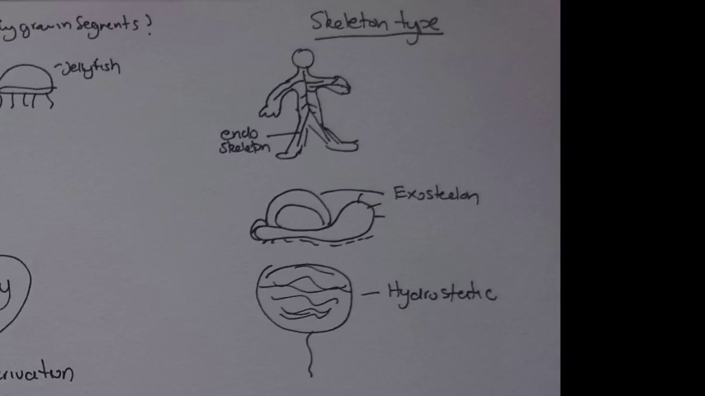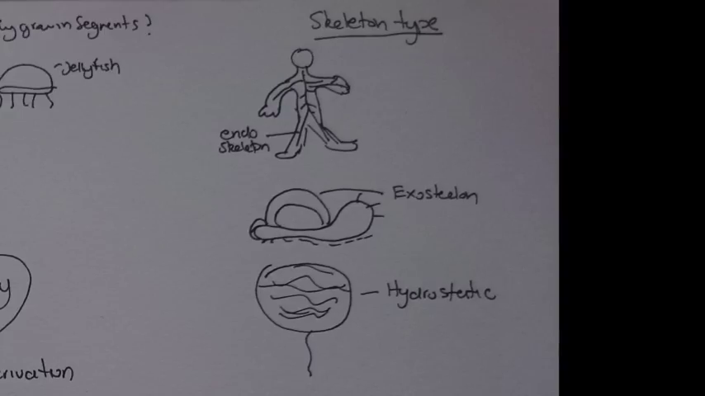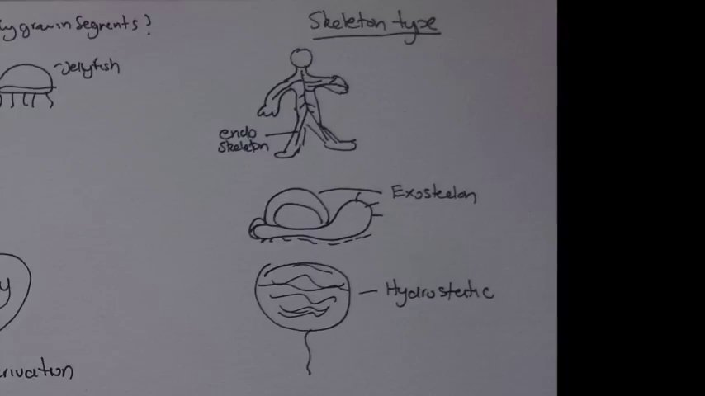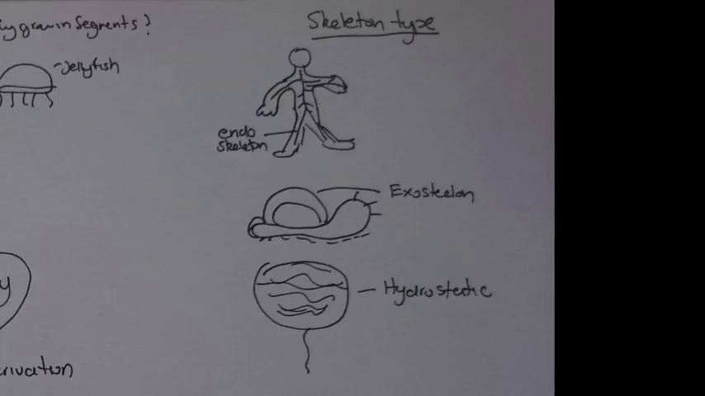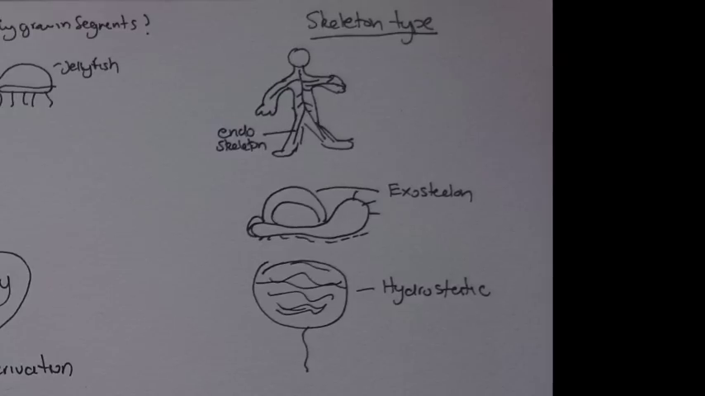And then skeleton type. Endoskeleton, a hard internal structure. So pretty much us, we have an internal skeleton. An example is the periphera. Actually, periphera, they do have an endoskeleton. They have these little structures in them, and echinoderms and chordates. Exoskeleton, they have a hard covering that surrounds the animal. So an example would be mollusks, the snails, and arthropods, the crayfish.